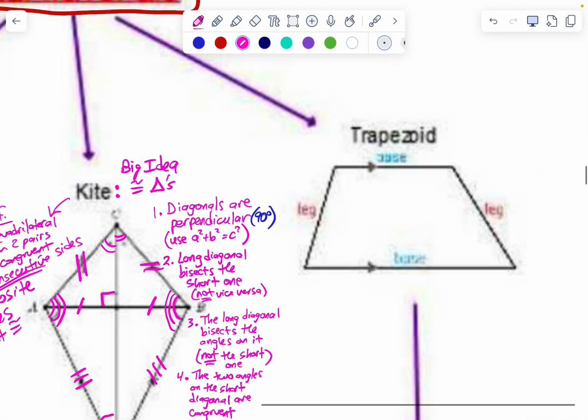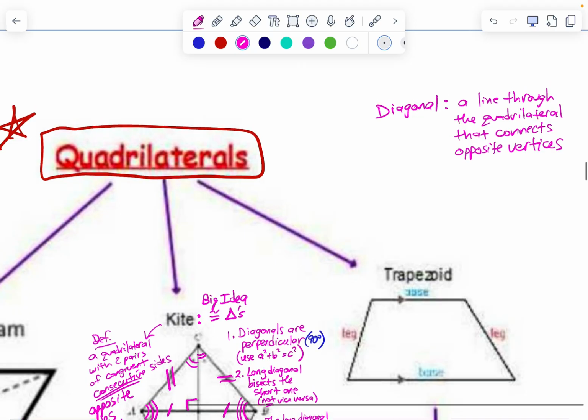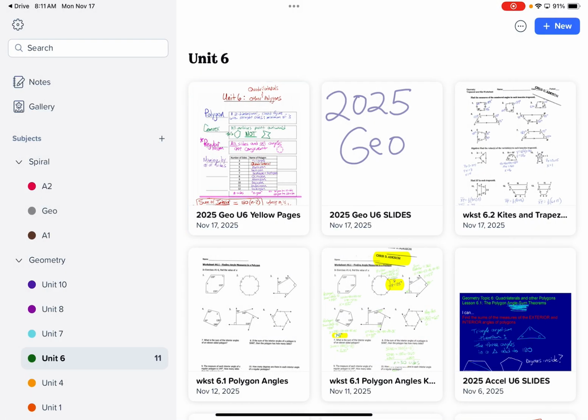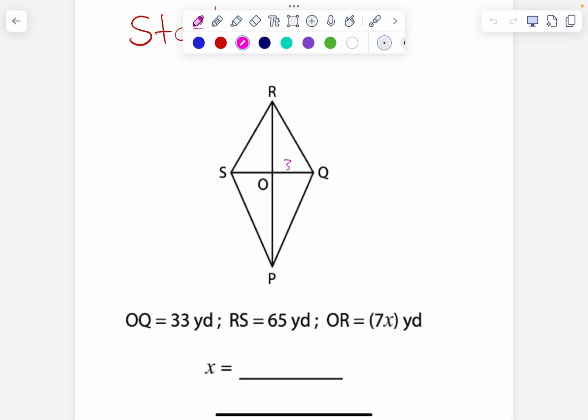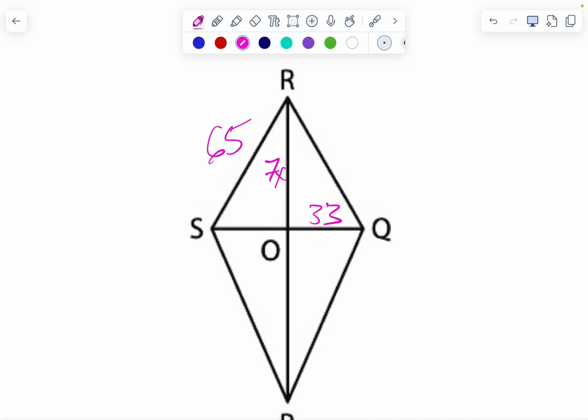And we define diagonal up here, a line through the quadrilateral that connects the opposite vertices. And that's going to be true of all these quadrilaterals. They will all have a diagonal. Okay, so with that, hopefully we can answer this question. So OQ is 33. Of course, labeling your picture is hugely helpful. RS is 65. OR is 7x, excuse me. Okay, and currently those look to be completely unrelated.